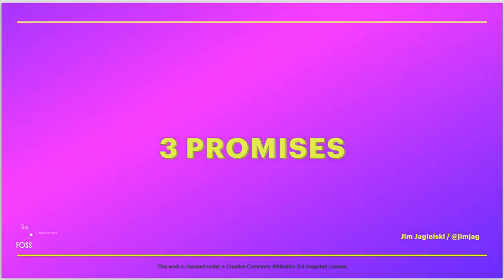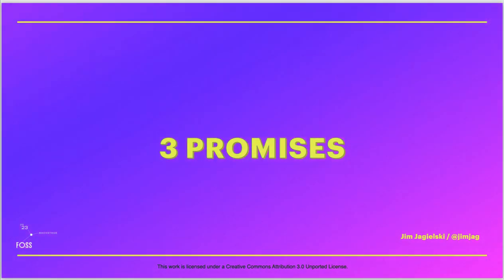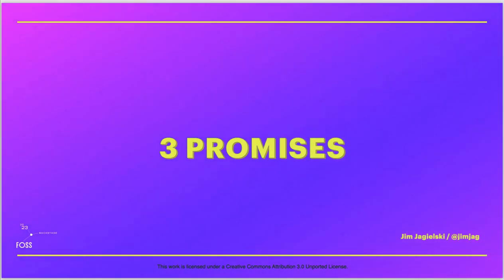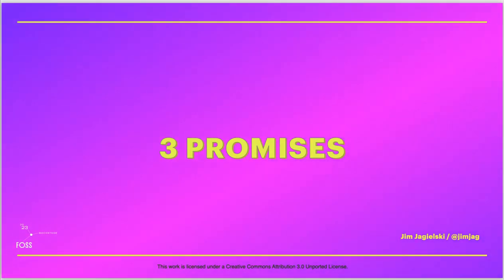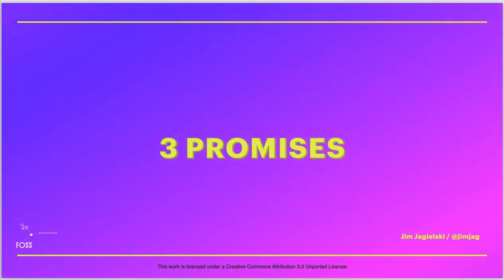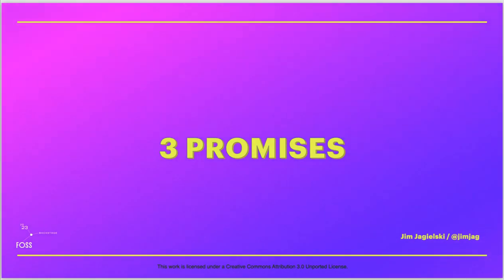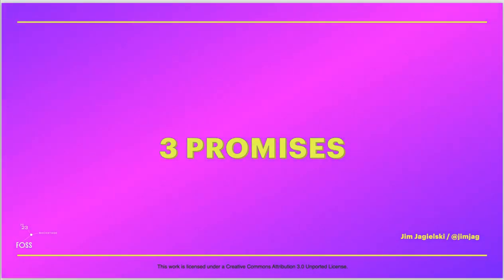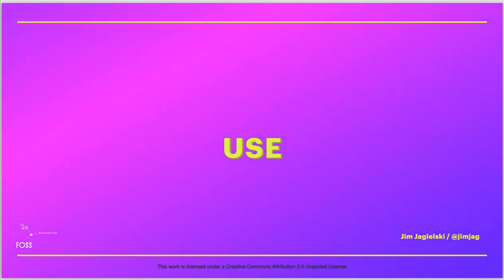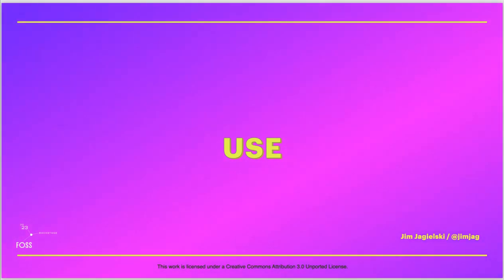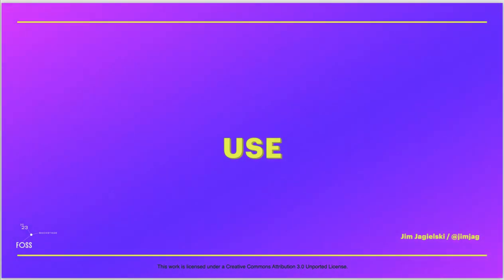Now there are, as I said, the Free Software Foundation has four freedoms that a license must abide by. The Open Source Initiative has its 10 criteria. But I think in general, open source licenses are really meant to provide three promises between the person or the entity creating and releasing the software, and the people who are on the receiving end of that. And the first promise is the promise to be able to use that software in any way, in any fashion that you would want to use.